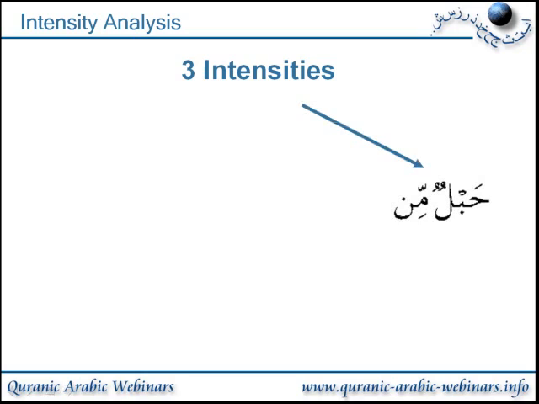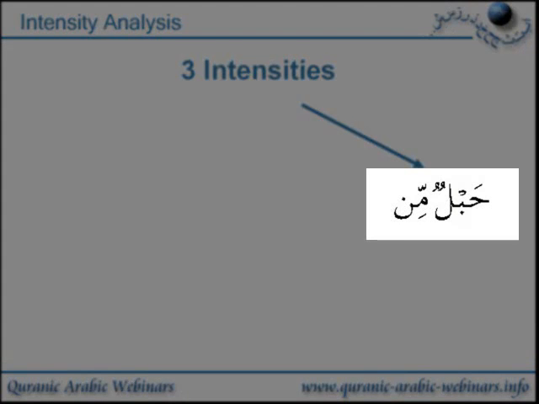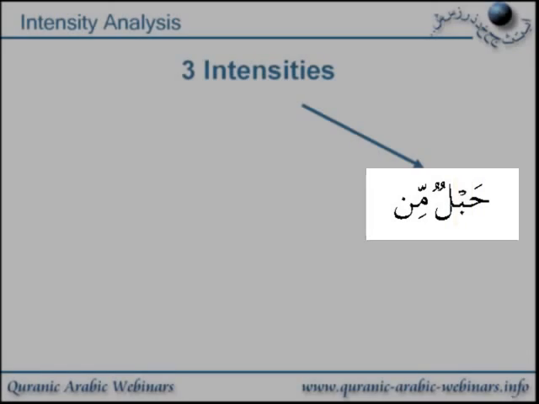So the 3 intensities. Here's a word and we've got the letter ba, which is one of the qalqalah letters, i.e. the echo letters, and it's sakin, and it's in the middle of a sentence and we're not stopping. So this will be simply read as habalummi. Okay, so habalum, so the haba is just nice and very soft because it's in the middle of a word.